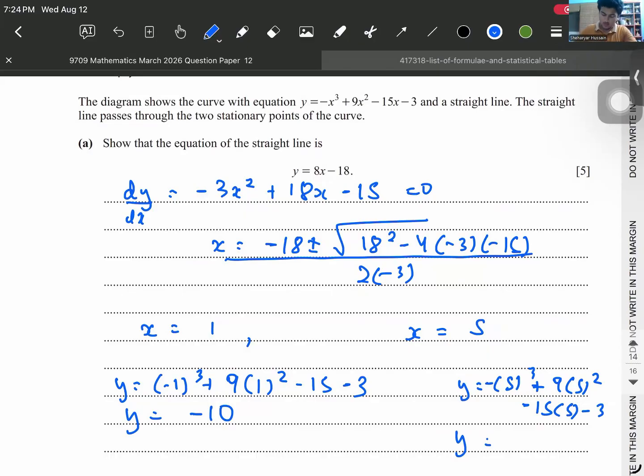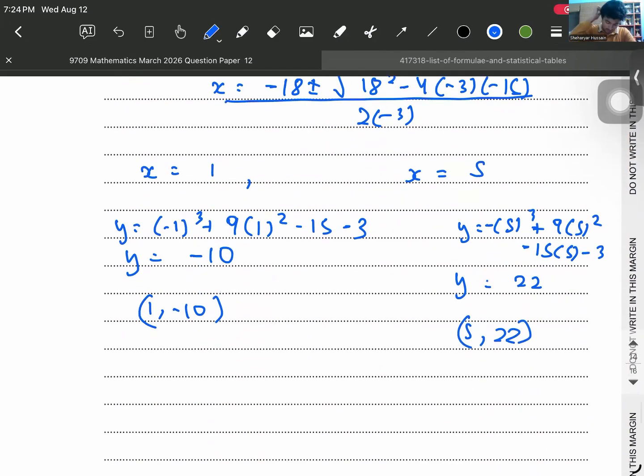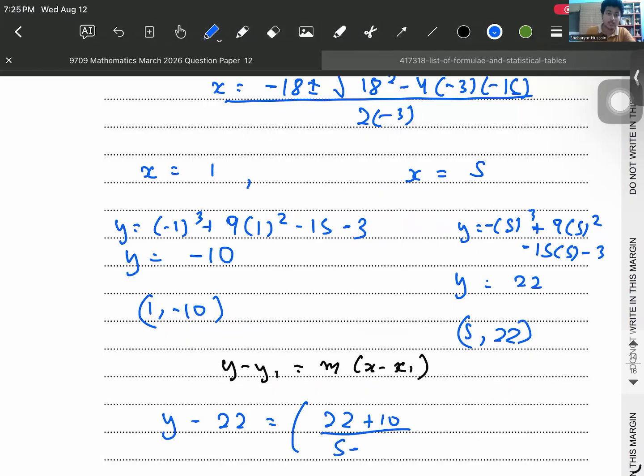The value that we are getting over here is 22. So we have the points (1, -10) and (5, 22). We need nothing else. We need to plug it into the equation y minus y1 equals m times x minus x1. So y minus, let's choose the other one, 22 equals, for m we need to do (22 plus 10) upon (5 minus 1), and then we have x minus 5.